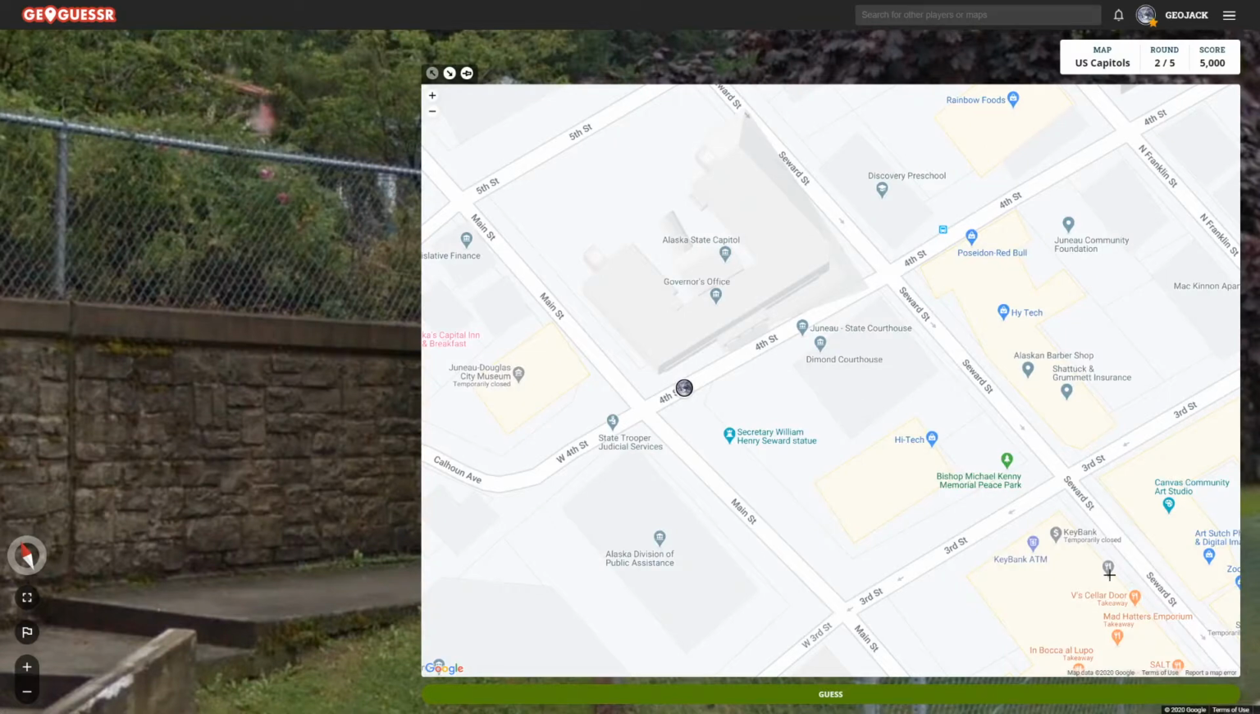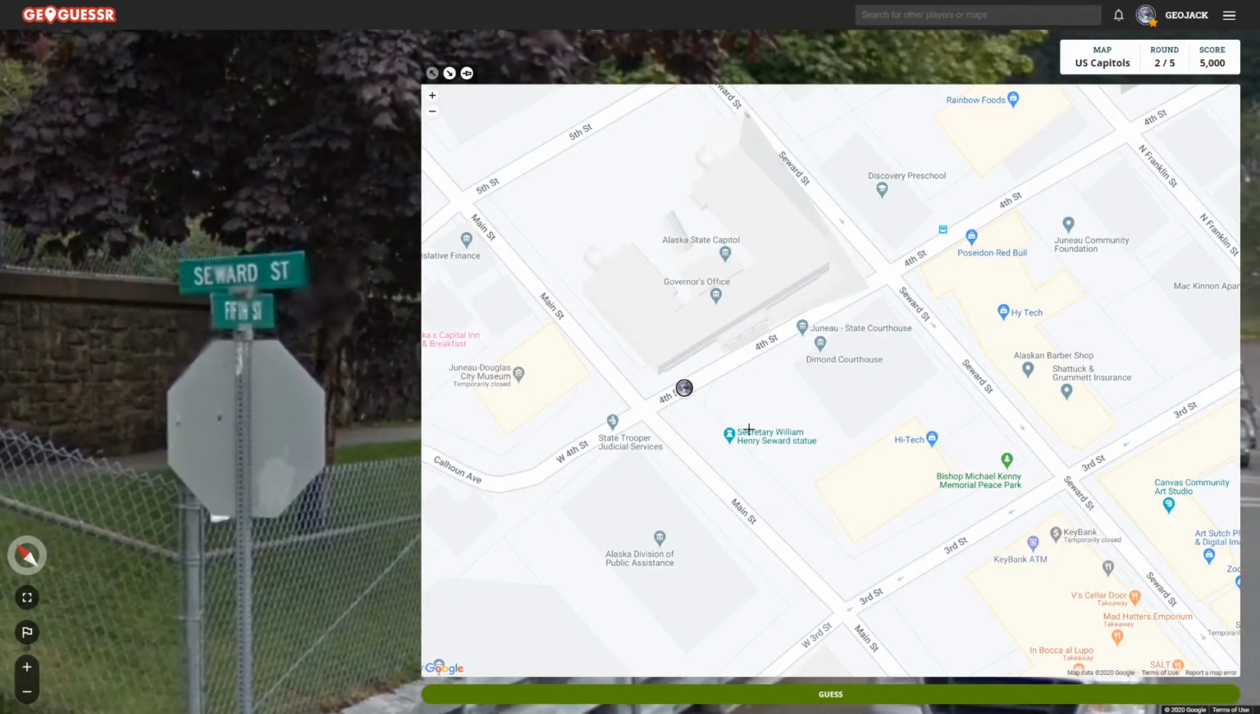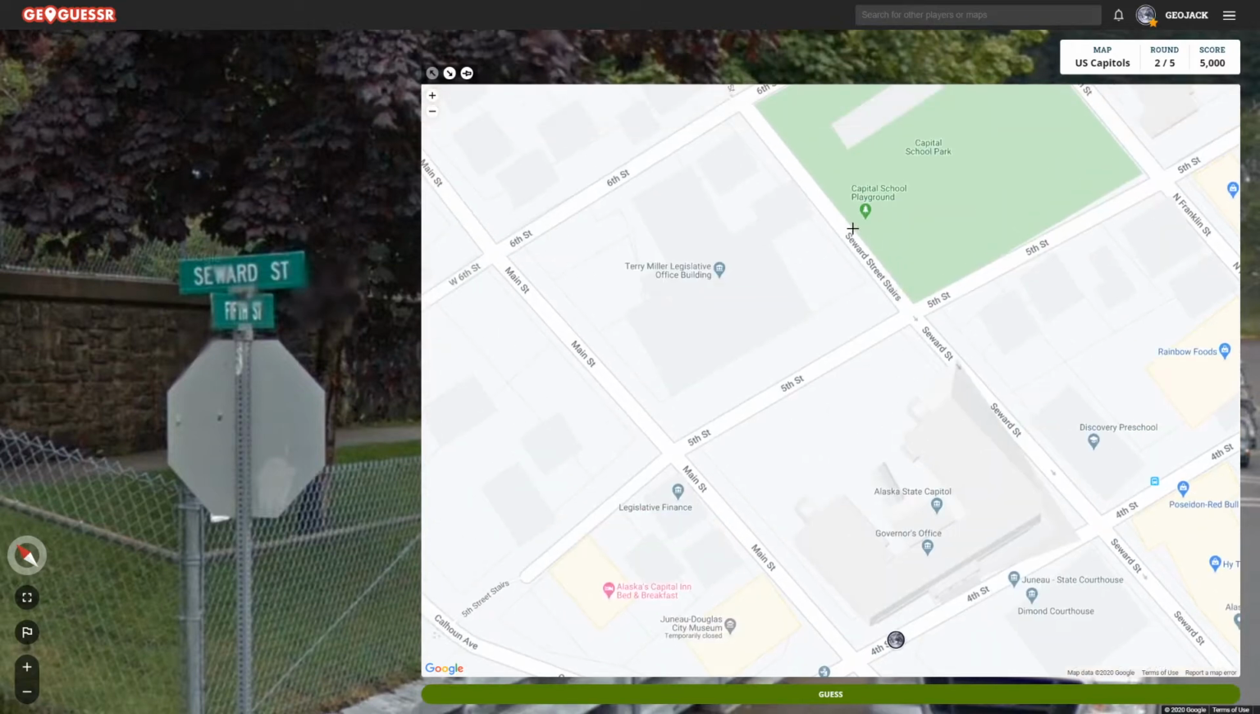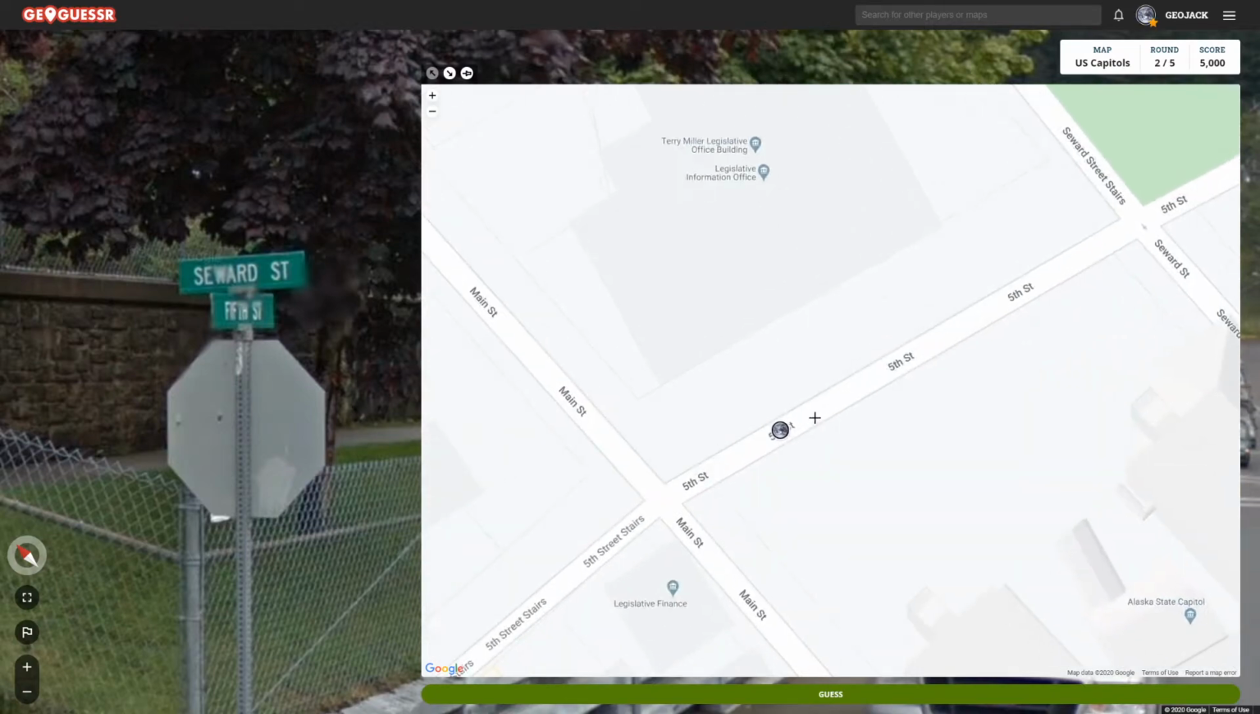5th Street, Seward Street, or Stewart Street. Seward. So 4th Street, 5th Street, okay. Seward Street. So it is an office building nowadays, but here we are. That's almost certainly where we are, isn't it?